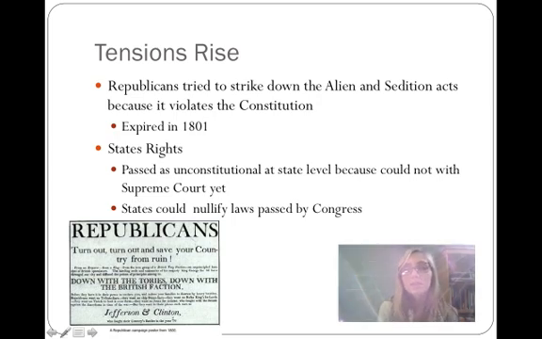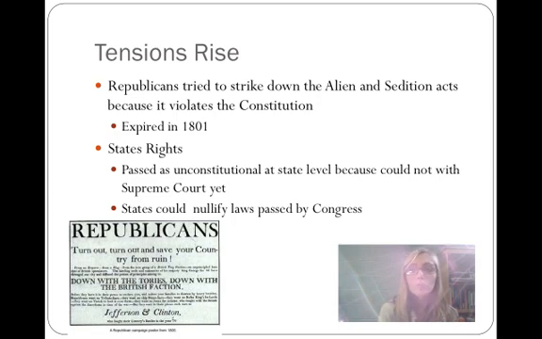So, Republicans tried to strike down the Alien and Sedition Acts, saying that it violates the Constitution. Remember that Republicans interpret the Constitution very strictly, so they saw violations of the Constitution easily by looking at the First Amendment. As a result of this, they took it to the states because they couldn't get it declared unconstitutional at a Supreme Court level. So they went state by state, and more states agreed that it was unconstitutional. As a result, the Alien and Sedition Acts expire in 1801, or they stop in their existence.